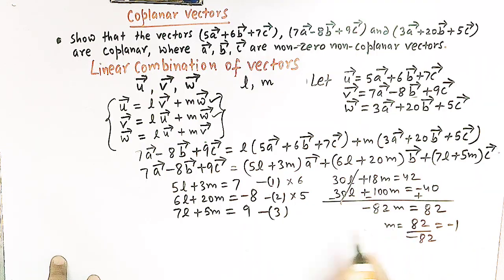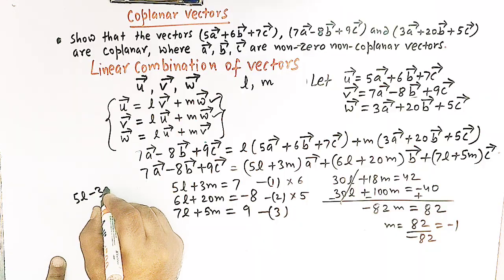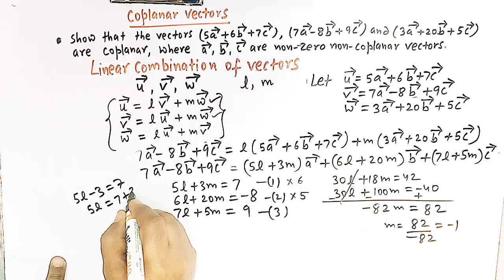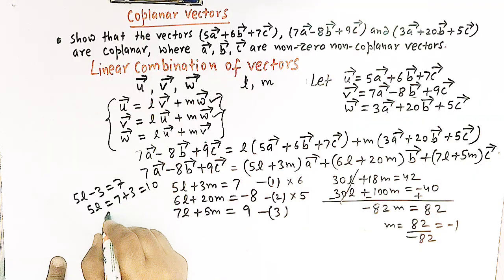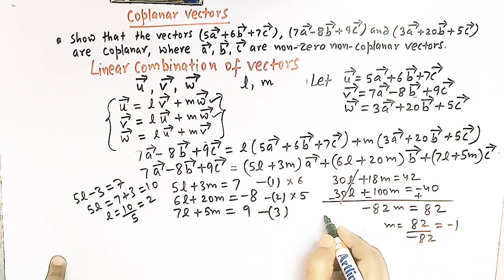Now substituting M is equal to minus 1 in this equation, we have 5L minus 3 is equal to 7. So 5L is equal to 7 plus 3, that is 10. So L is 10 over 5, that is equal to 2. So now the value of M is minus 1, L is 2.